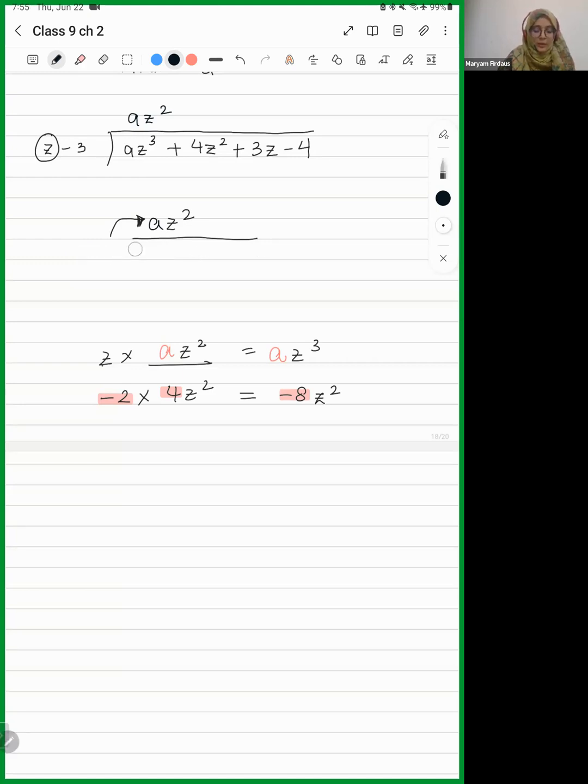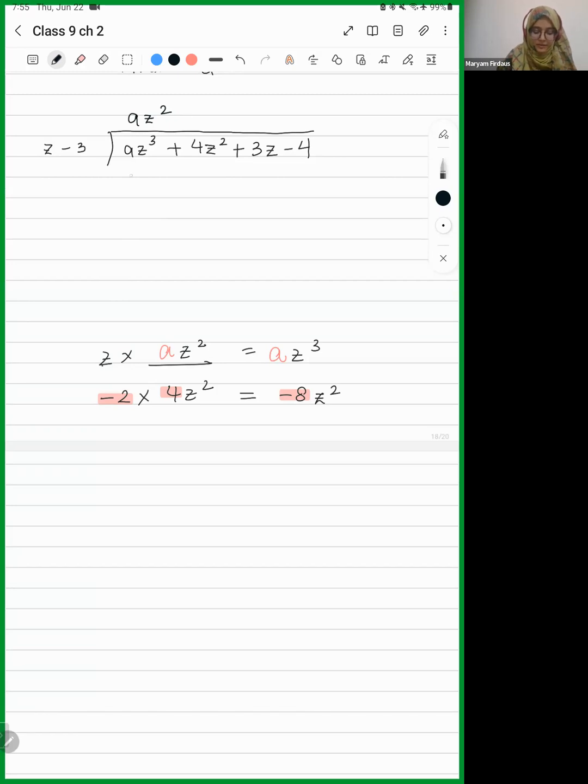Now we have to multiply the other part of this divisor, which is minus 3. We have to multiply minus 3 with whatever we have written in the quotient till now, that is az square. So what is minus 3 multiplied by az square? Minus 3az square. Very good.